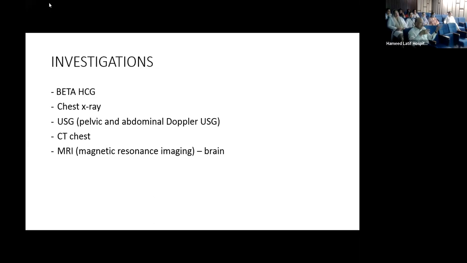So ultrasound has an important value in assessment or follow-up of the patients. Chest X-ray is better, but if further confirmation is required, then CT of chest can be carried out. And also, to identify brain tumors, we have to take help of MRI.